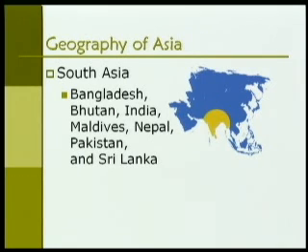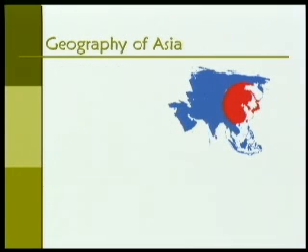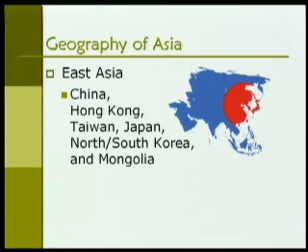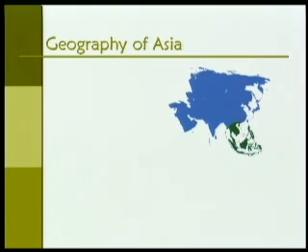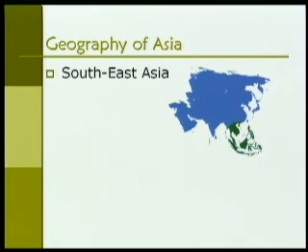So that's one big part of Asia with a huge population in the world. There's another part of Asia called East Asia, and it has China. We go alphabetically: China, Hong Kong, Taiwan, Japan, North and South Korea, and Mongolia. They constitute East Asia.